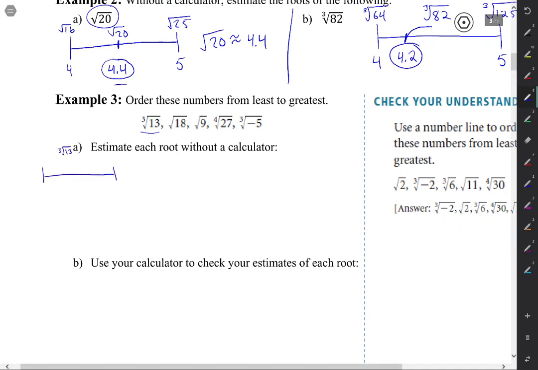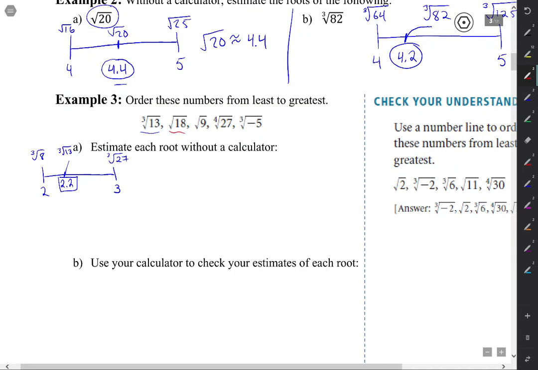So we need the cube root just below 13. That would be the cube root of 8, which is 2, and the one just above 13 would be 27, which would be 3. So we know the cube root of 13 lies somewhere in between 2 and 3. It's going to be on the number line closer to 8 than it is to 27. So I'd place it somewhere here. I'd say it's approximately 2.2.